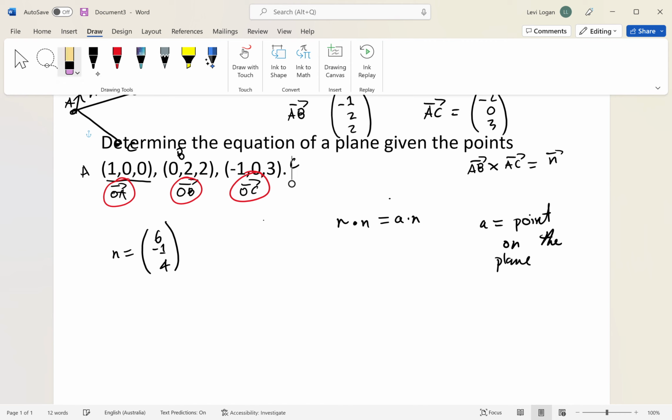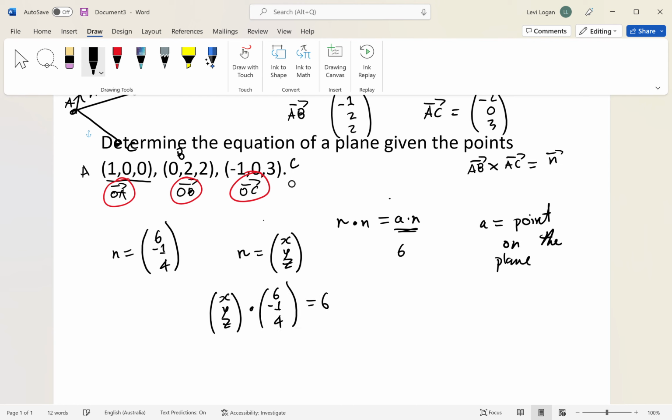So now that we've got a normal vector, we're basically just going to find our equation of a plane. So recall that r is the vector x, y, z. We know that this value is equal to 6. So we'll go x, y, z dotted with 6, negative 1, 4 equals 6. Therefore you get 6x minus y plus 4z equals 6. And that is the equation of our plane given the points A, B, and C.